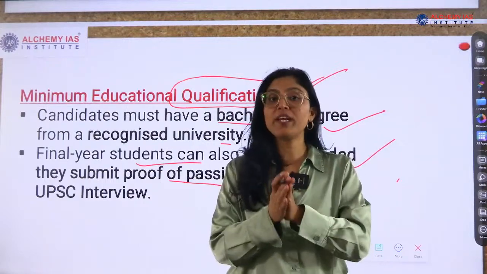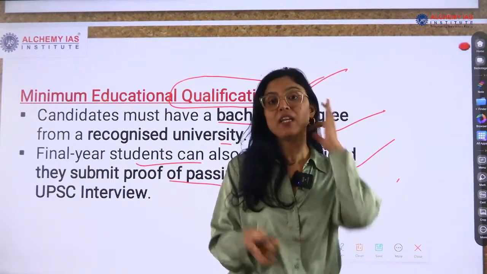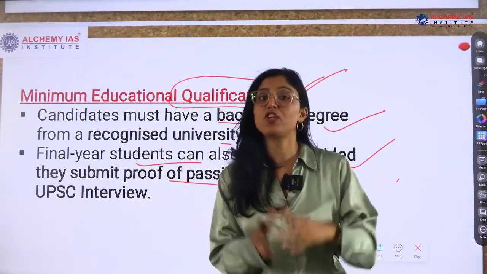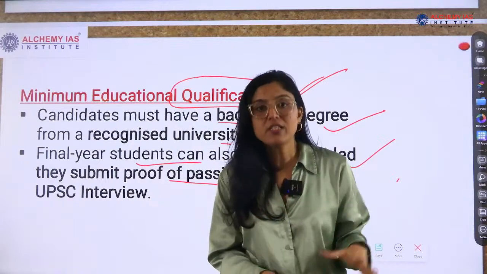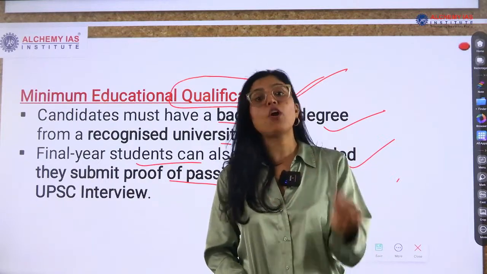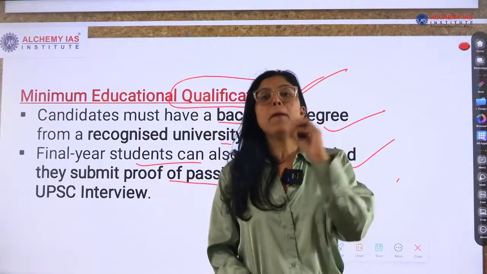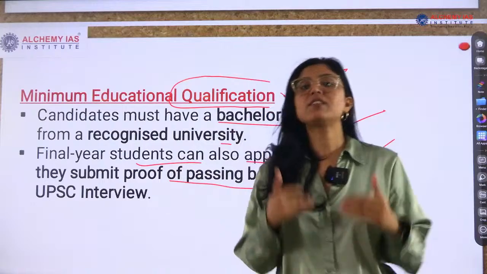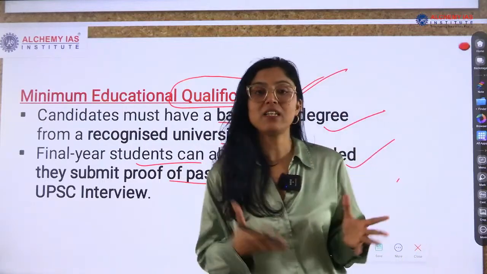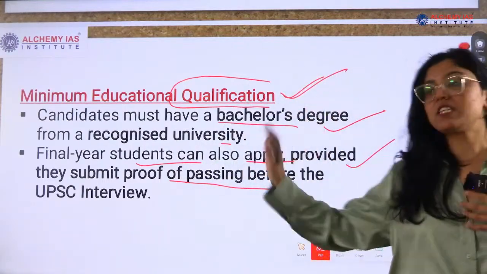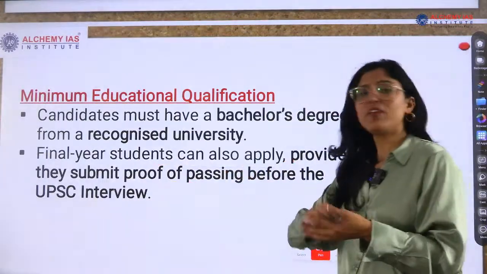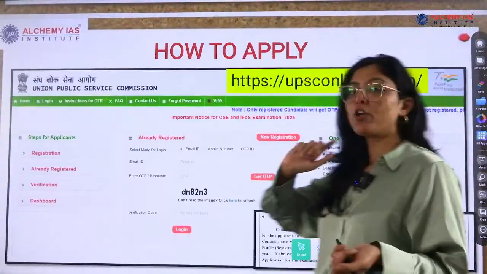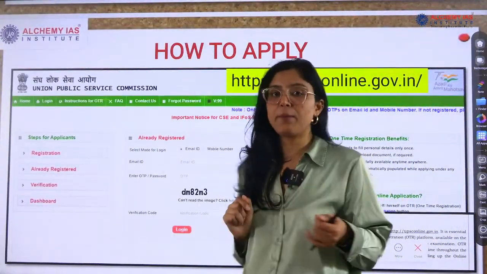Earlier, students were providing the proof of passing the degree examination before the mains. Now there is a change, and final year students can also write the mains examination, but after the mains examination, for 15 days there will be a window where they can submit their degree passing certificate, the provisional certificate. This is the new change, which is very good, because earlier final year students were not able to write, as they had to produce the certificate before the mains examination, right?